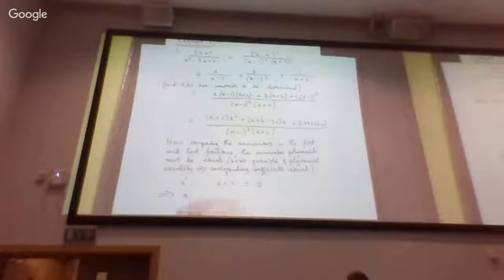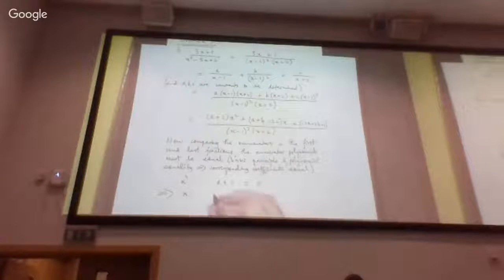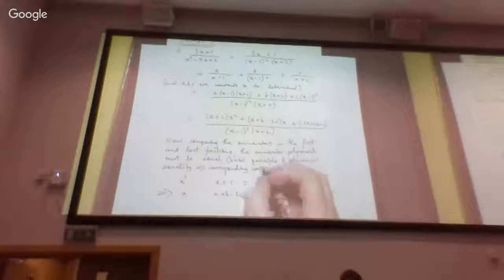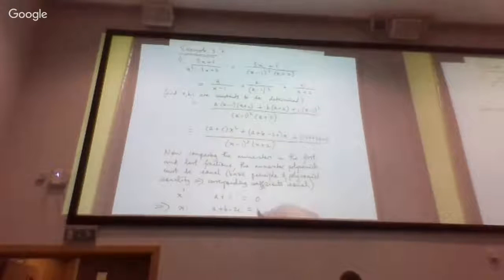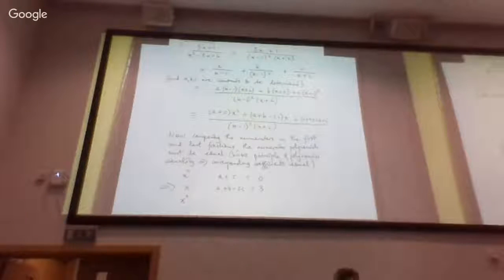Next, I look at the x's. The coefficient down here is a plus b minus 2c. That must equal the x coefficient in the original polynomial, which is 3. And lastly, the constant, x to the power 0. The constant coefficient down here is minus 2a plus 2b plus c. And that must equal the constant coefficient in the polynomial above, which is 1.